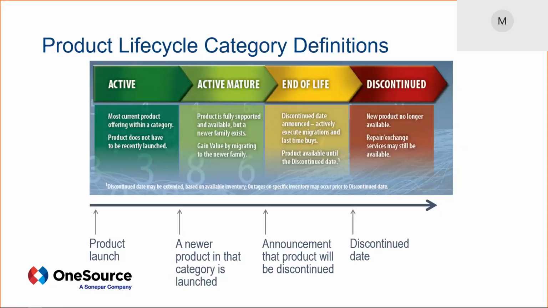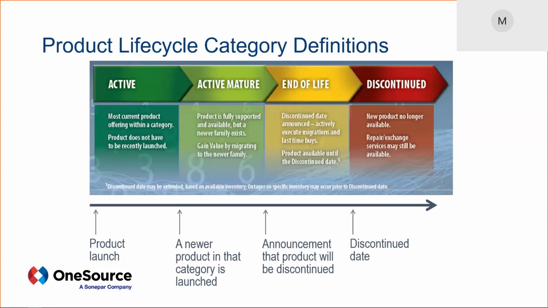So first of all, on this slide, this is the product lifecycle category definitions. Rockwell classifies all of their equipment in these lifecycle categories. These are the four different categories: active, which is the most current product offering within a category. The product does not have to be recently launched, so ControlLogix is an active product.